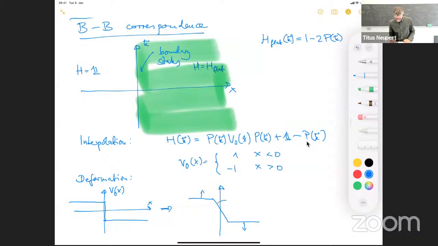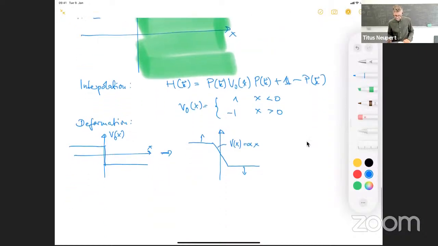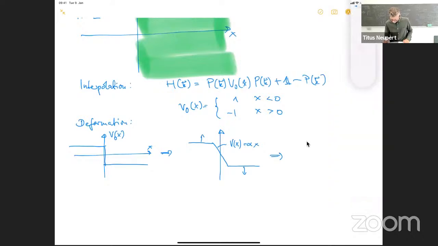So in here, this V of X becomes like alpha times X, or minus alpha times X, with some slope, and then we go further, and eventually we have just the linear slope. V of X is equal to X. And from what we know already, we can basically infer what the spectrum will be.